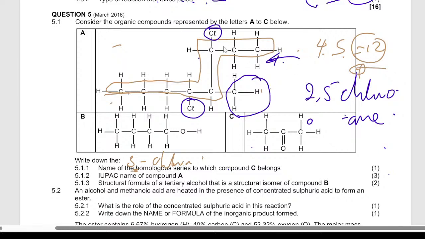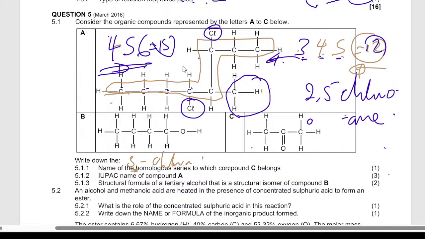If I go like this, when I count from this side, I get 3, 4, 5. The first side group is on 3, the second one is on 4, another one is on 5. When I count from the other side it is 1, 2, 3, 4. The first one is on 4, the second one is on 5, the third one is on 6. When I add them, this one gives me 15, while here it gives me 12. 12 is less than 15. So I'm going to take that route instead of this route because this one is too much. I was doing that so that I identify the shortest route.